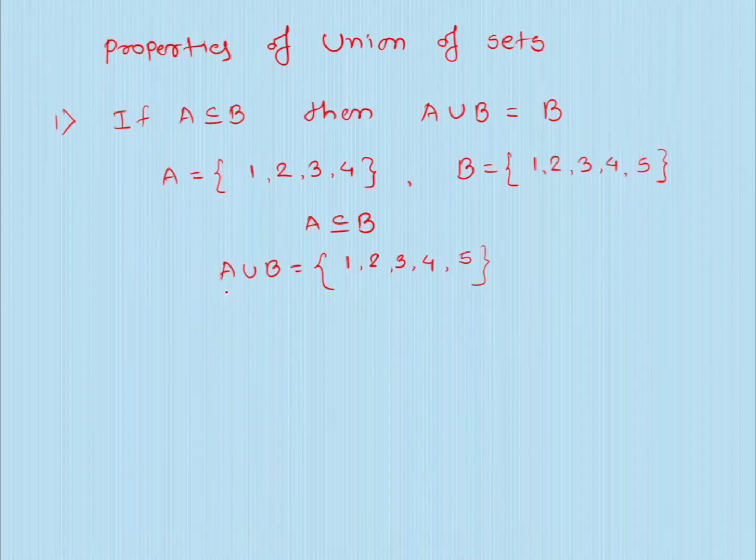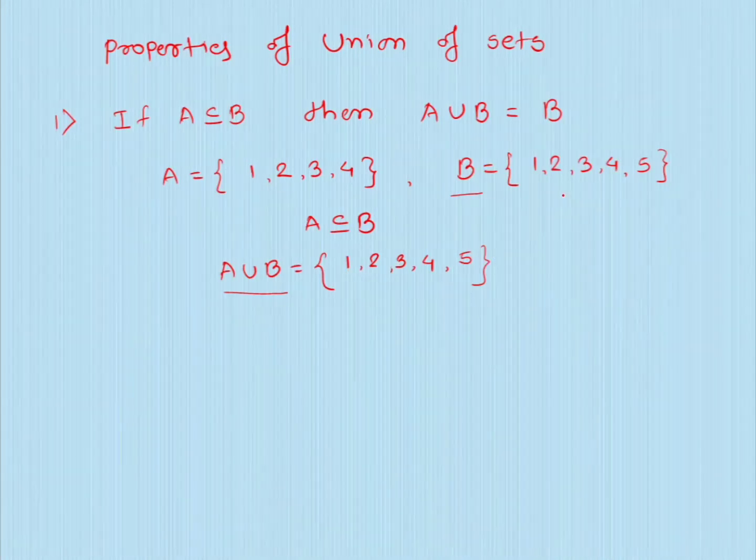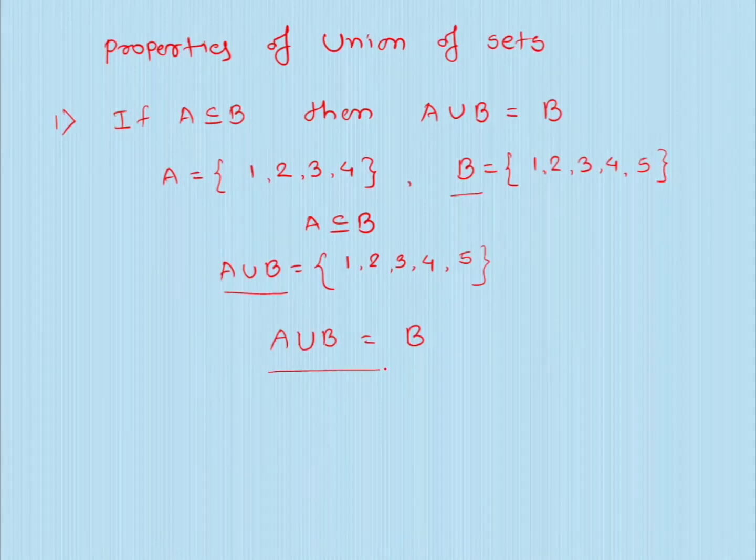Now if you compare A union B with set B, we can observe that all the elements from set A union B are there in set B. So in that case, A union B and set B are equal sets. So from this example we can write A union B is equal to set B. So if A is a subset of set B, then from that we have this property, A union B is equal to B.